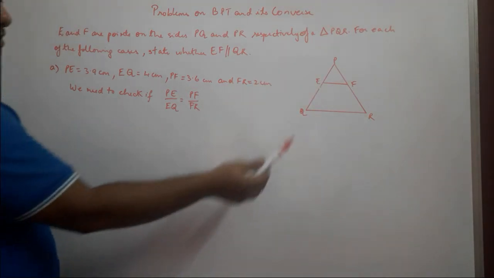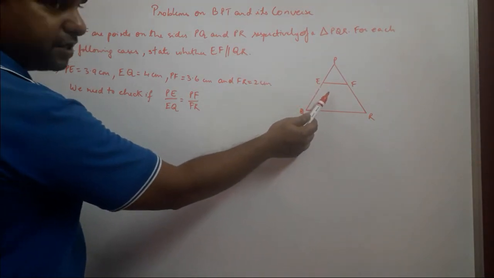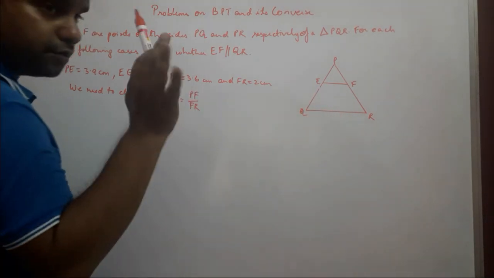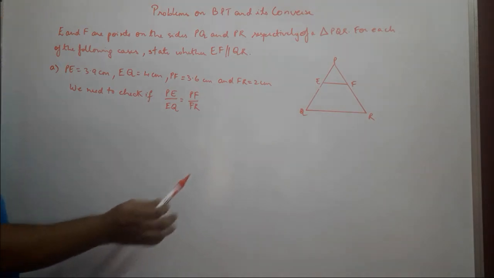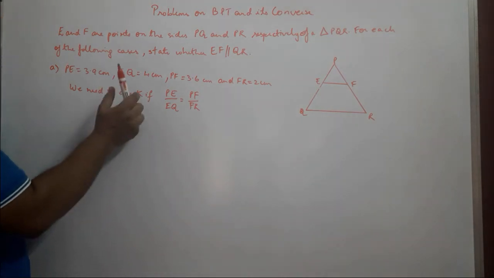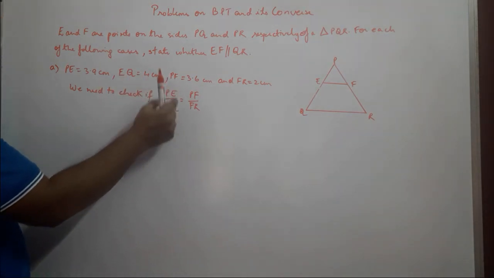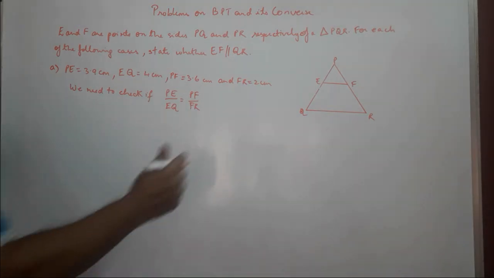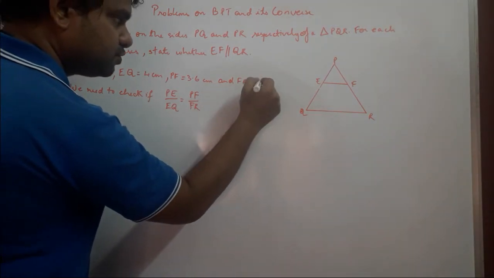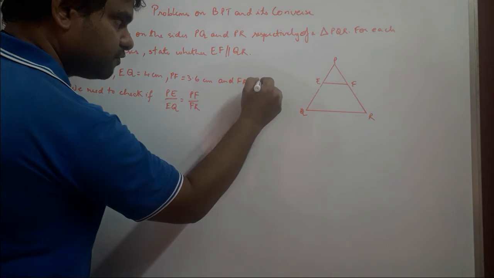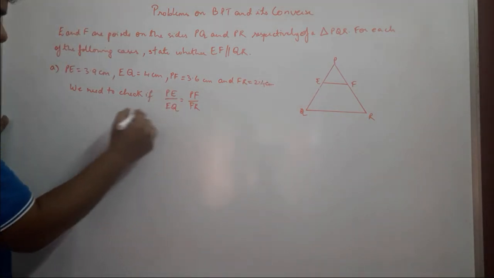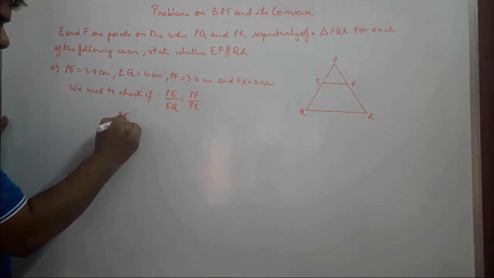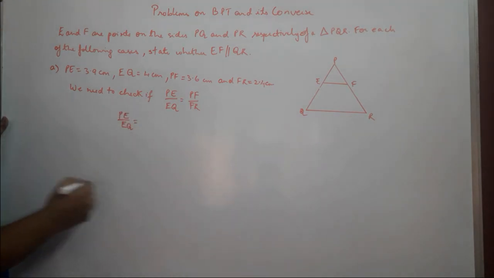Do not go by the figure that I have drawn. It looks parallel, but we do not know whether it is parallel or not. This is just a representative figure for you, for better understanding of how we take the ratios. There is a small correction. FR is 2.4 centimeters over here. Okay, so we will see for each one. So we will take PE upon EQ first. We will see what we get.